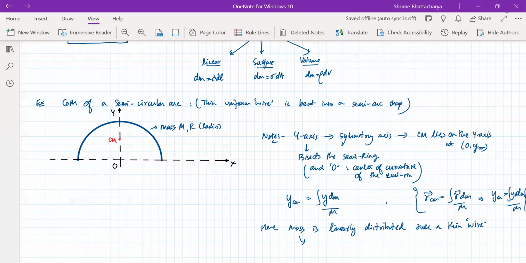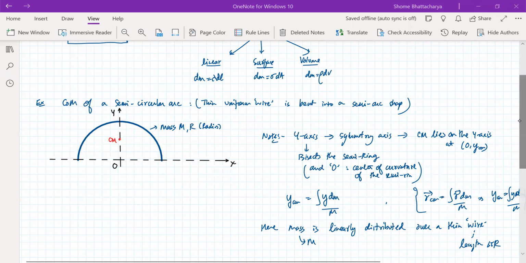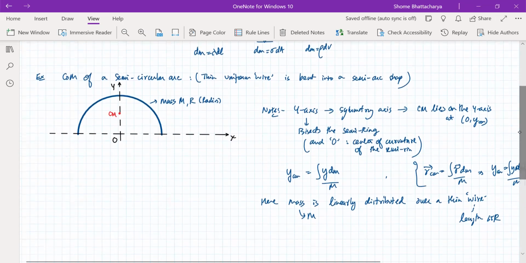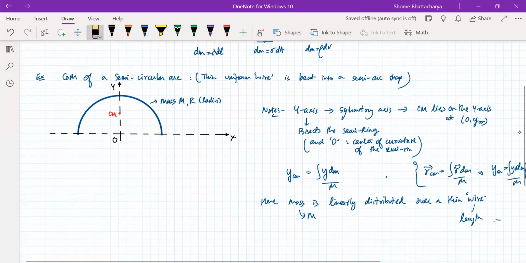So the mass is how much? It is m, and it is uniformly distributed over a wire of length pi r. So that is the answer for a semi-disc. This is for a semi-ring. We'll see the answer will be something a little different. Anyhow, let's work out the integration.